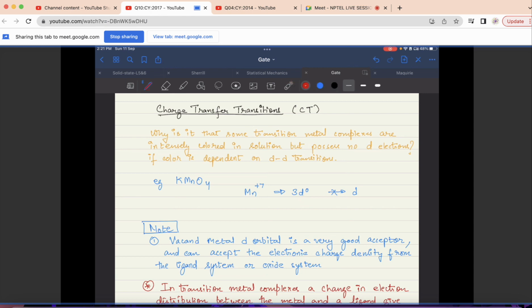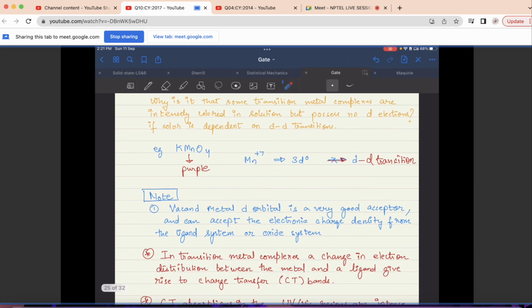For example, KMnO4, where manganese has an oxidation state of +7 and the electronic configuration of 3d0, so there is no electron in the d orbital. So it declines the possibility of dd transition happening here. But instead of that, it still shows an intense color, KMnO4, like purple. So there are things that we have to note here: the vacant metal d orbital is a very good acceptor and can accept the electronic charge density from the ligand system or any oxide system, correct? Because my d orbital is empty here.